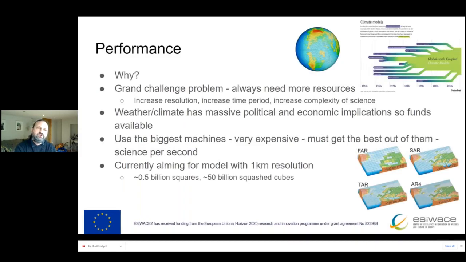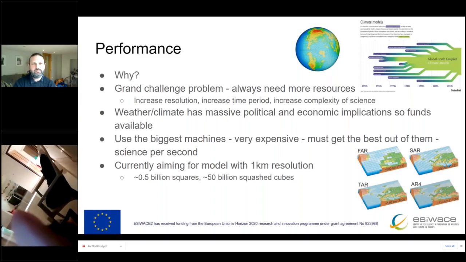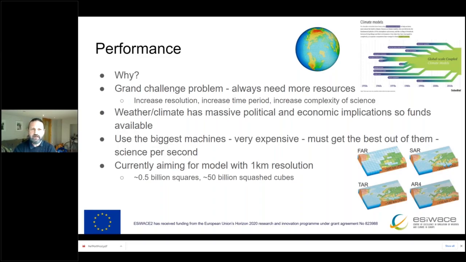Yeah, so I guess the first question is on performance. Why do we need performance? And this will be obvious to many of you. Well, weather and climate modelling is a grand challenge problem, right? And the grand challenge problem is one where essentially no matter how many resources you've got, you need more to do more science. And you can think about doing more science in a number of different ways. The obvious one that people think of is to increase the resolution.